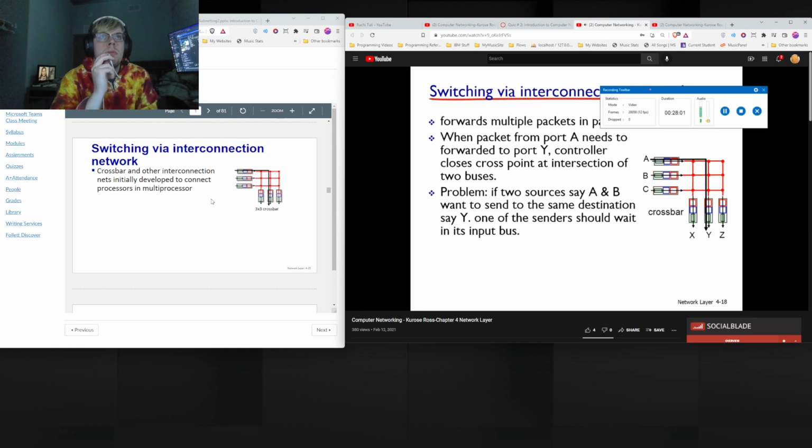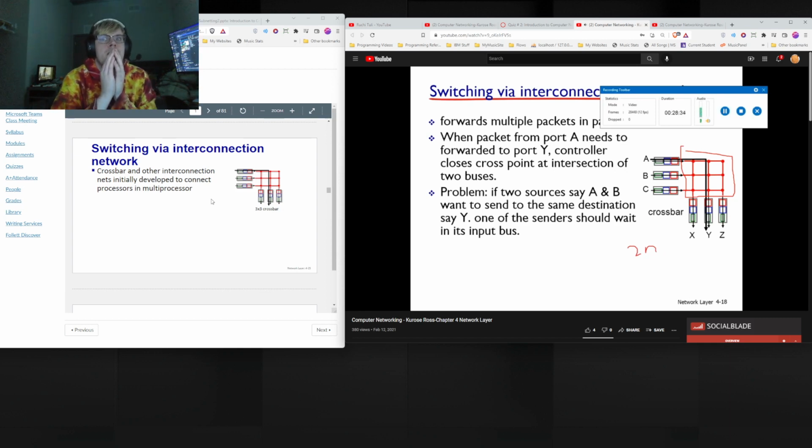So what is a crossbar switch? If you see over here, this is a crossbar switch. A crossbar switch is an interconnection network consisting of 2N buses that connect N input ports to N output ports. In this case, the number of input ports is the same as the number of output ports, but the number of buses is 2 times N.